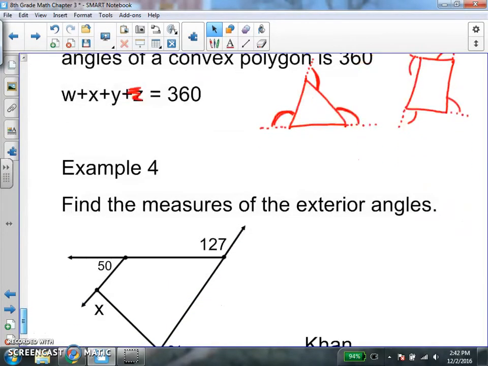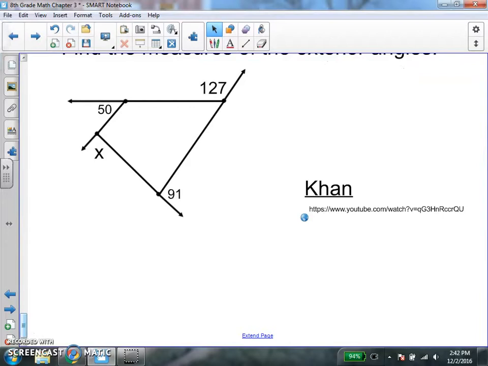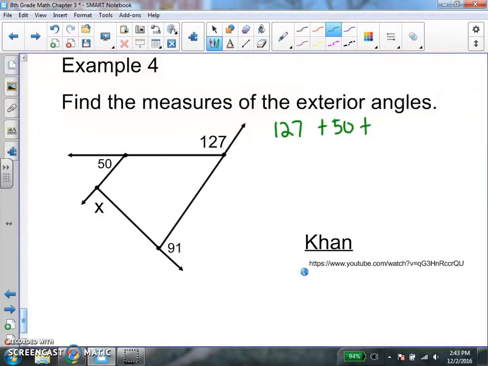Example 4 says, find the measures of the exterior angles. Okay, so we are given 127, we are given 50, we are given x, and we are given 91. Okay, and our rule from our key idea tells us that when we add these four together, our total should equal 360 degrees. Okay, well, let's see if we can write an equation with that. 127 plus what other angle do I know? I know I have 50. Plus what other angle? I've got x. And also plus 91. All those added together should equal 360 degrees. Guys, oftentimes this can be the trickiest part, is writing this initial equation.